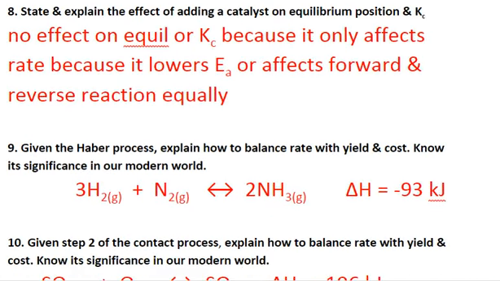And you guys seem to have it down that there's no effect on equilibrium position or the equilibrium constant when you add a catalyst, that it affects only the rate. But IB almost always wants you to explain why that is. And it's because a catalyst lowers the activation energy, which only affects the reaction rate, because lowering the activation energy is going to affect the forward and the reverse reaction equally.